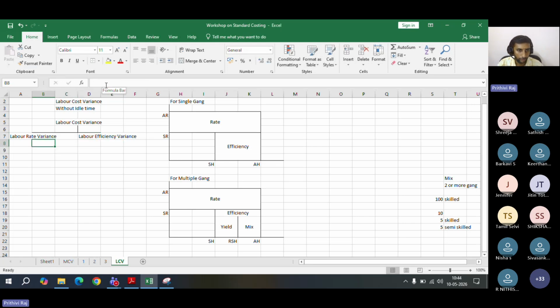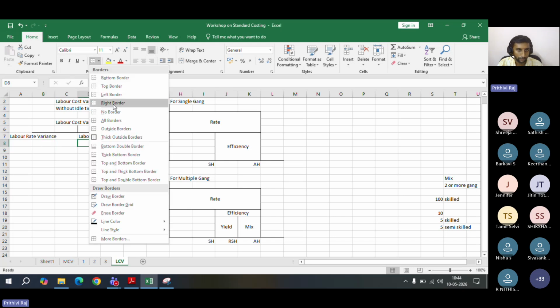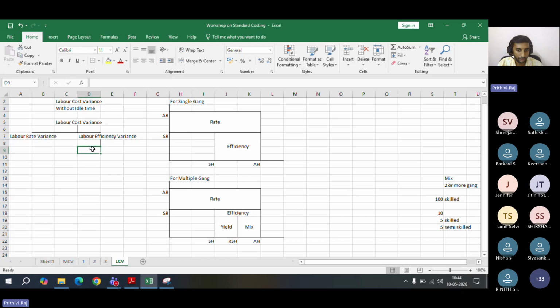Then labor efficiency variance. When there is a single gang, that's all. When there are two or more gangs, what will happen? We have the gang variance, then the efficiency is further split into labor yield variance and labor mix variance. Labor yield variance is also called labor sub-efficiency.